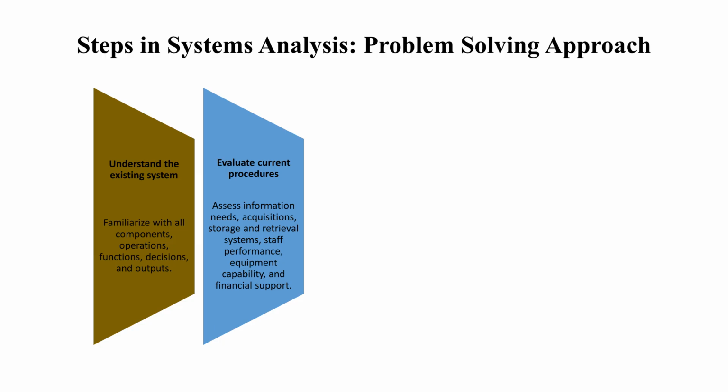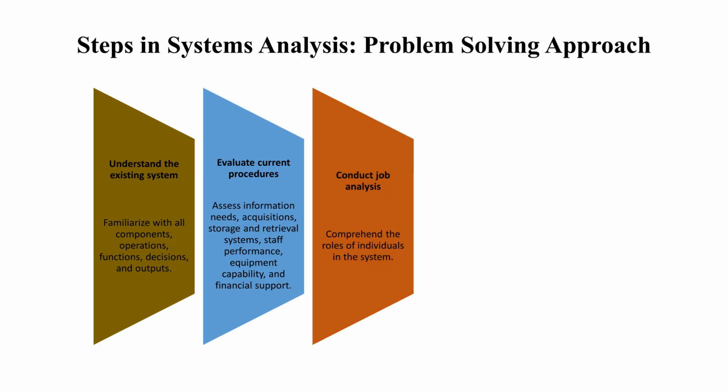We have to do a job analysis. Comprehend the roles of individuals in the system. That means human resource management. Whether each and every staff is performing his or her best or not. If not, what are the alternatives? How they can perform best.